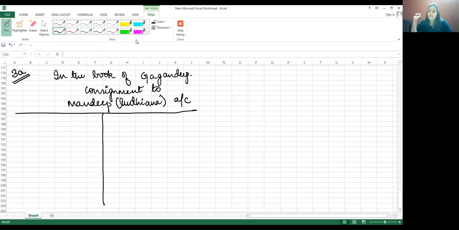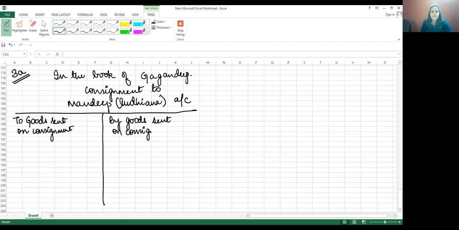Okay, Gagandeep of Delhi consigned goods to be sold at 125%. So there will be stock reserve on opening and closing, so you have to remember to remove it. Commission is there, so we will write off commission. So first you will write to goods sent on consignment, and to remove stock reserve, we'll write off by goods sent on consignment. Then there will be commission, so you write to Mandeep, in bracket commission. So we remember that we have to calculate it. The expenses of freight and insurance by Gagandeep, so here write to cash or bank, 15,000 he has spent, consignor's expense.